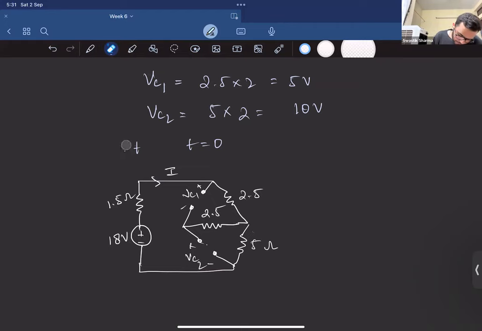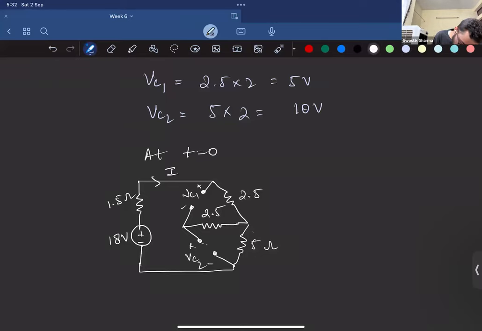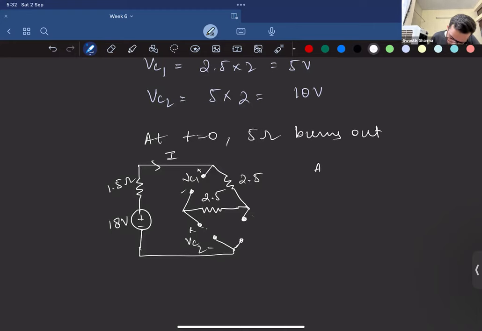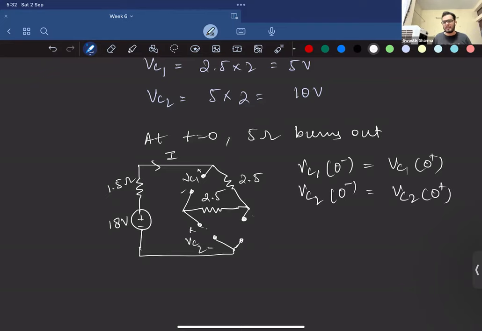So now at t equals 0, the 5 ohm resistance burns out. So that means there is an open circuit here as well. Since this is an open circuit, this circuit is no more in steady state. Now the values of voltages across VC1 and VC2 will change. But since we know VC1 at 0 negative is equal to VC1 at 0 plus, similarly VC2 at 0 negative is equal to VC2 at 0 plus. Just before and after the 5 ohm resistance blowing out, the value of voltages is the same because the capacitor does not allow abrupt changes in the voltage.